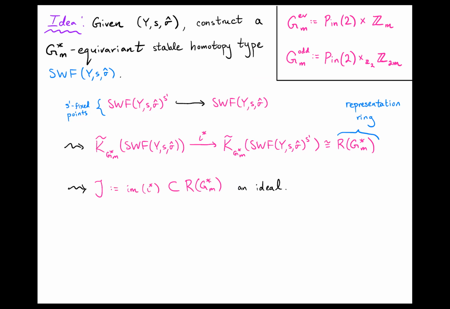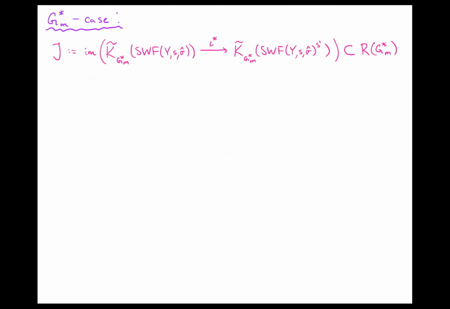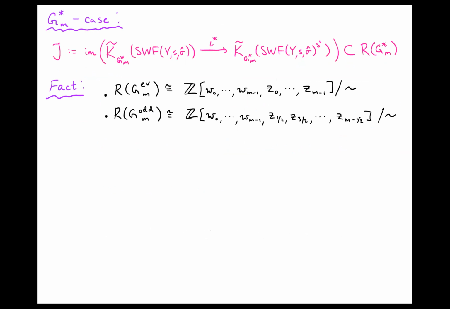What we can do is look at the image of this map, iota star, and think of it as an ideal sitting inside of this representation ring. Basically, we construct a numerical invariant from this ideal. With the time I have remaining, I'll hand wave around a little bit. J is defined to be the image in equivariant K theory sitting inside the representation ring.